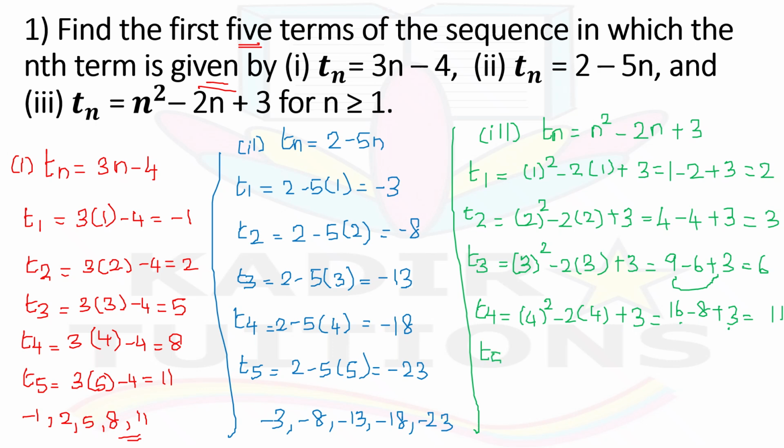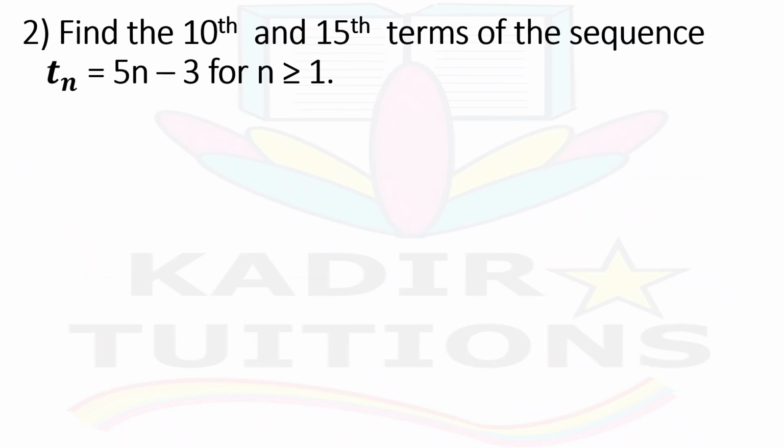And T5 equal to 5 square minus 2 into 5 plus 3, which is equal to 25 minus 10 plus 3. So what will be the answer over here? It's nothing but 18, right? 28, if 10 goes, it is going to be 18. So here for the third question, the first five terms of the sequence are 2, 3, 6, 11, 18. Let's see the second question.